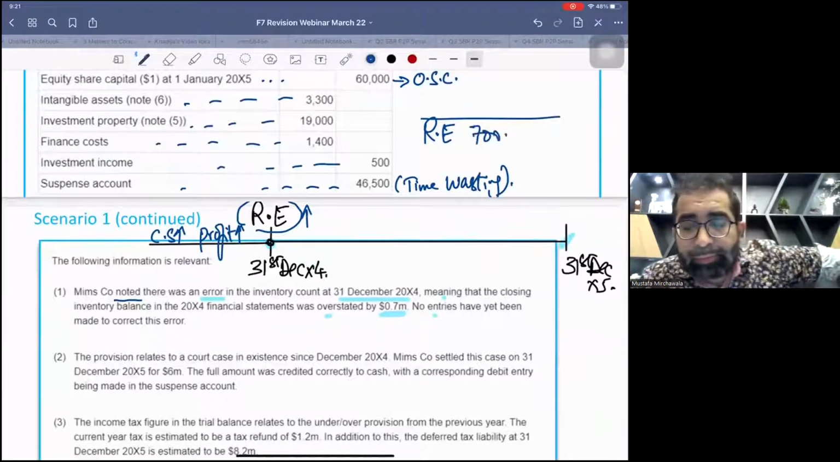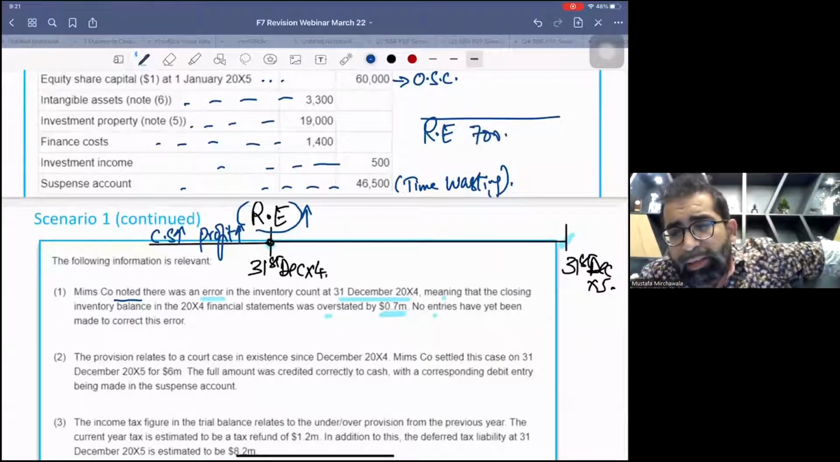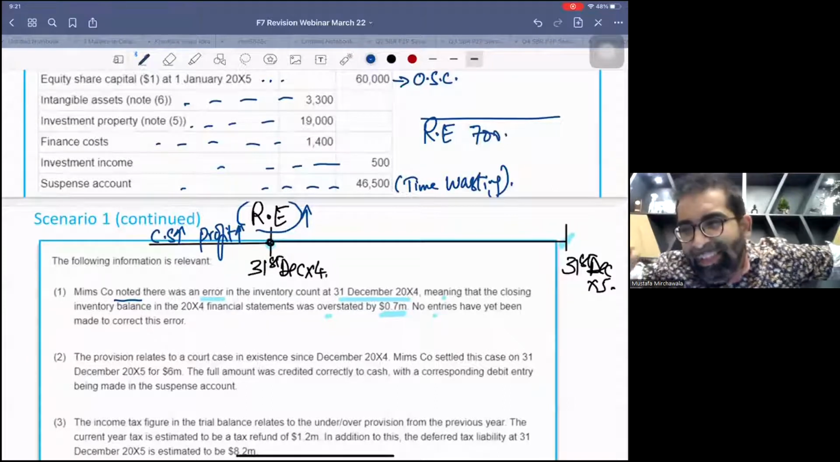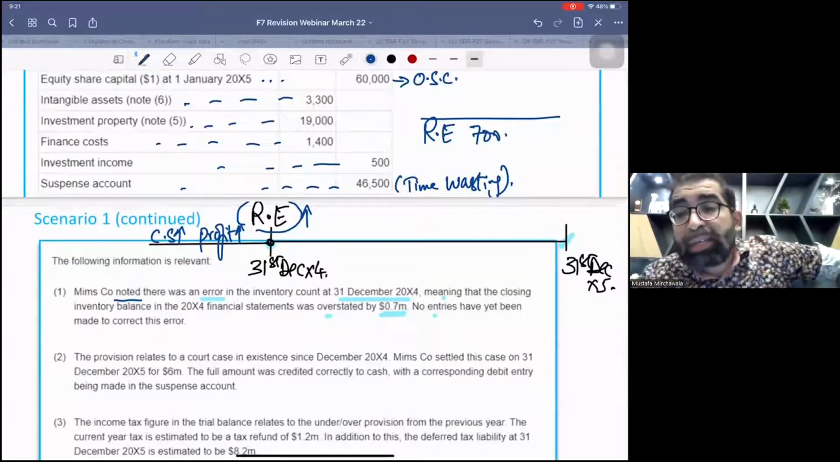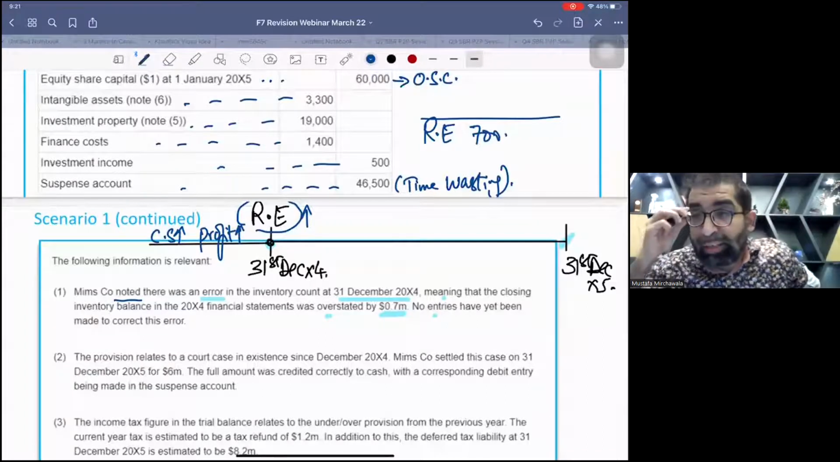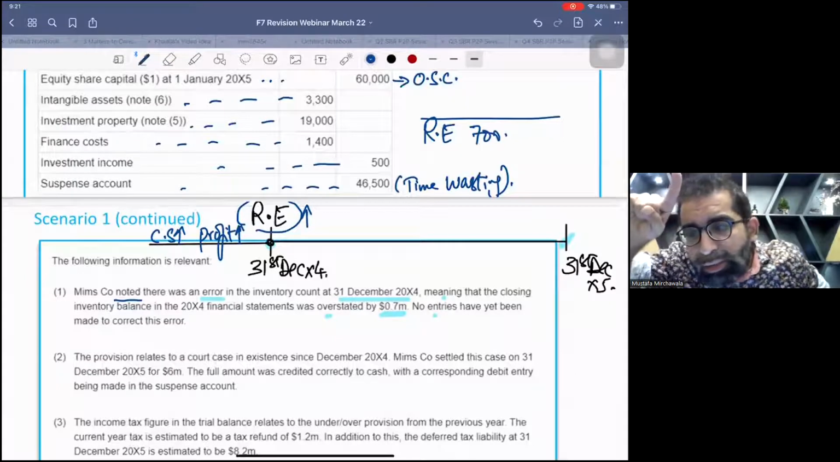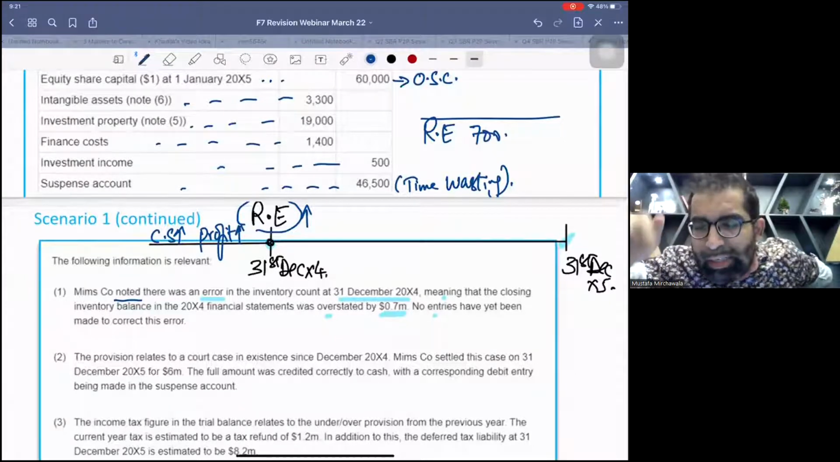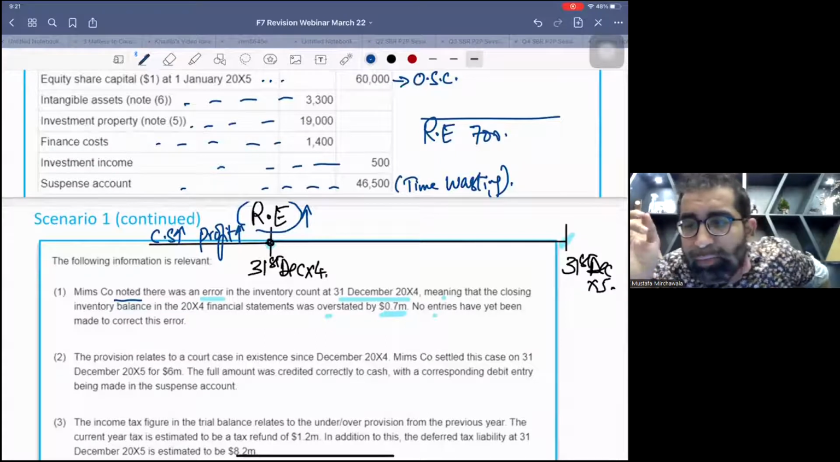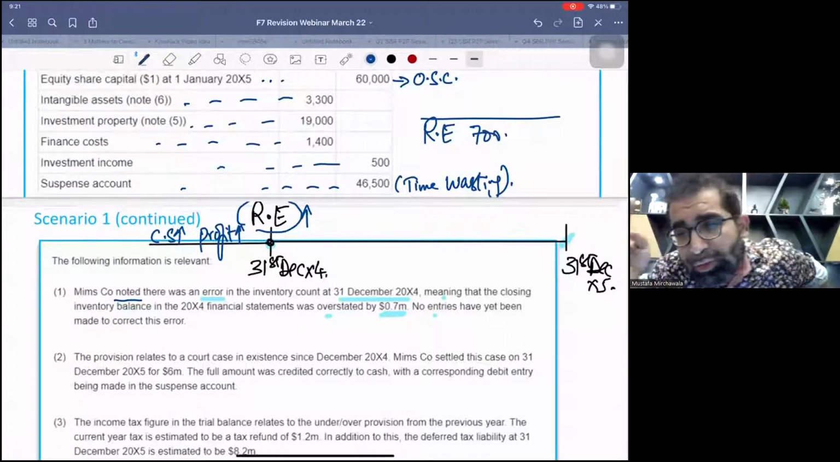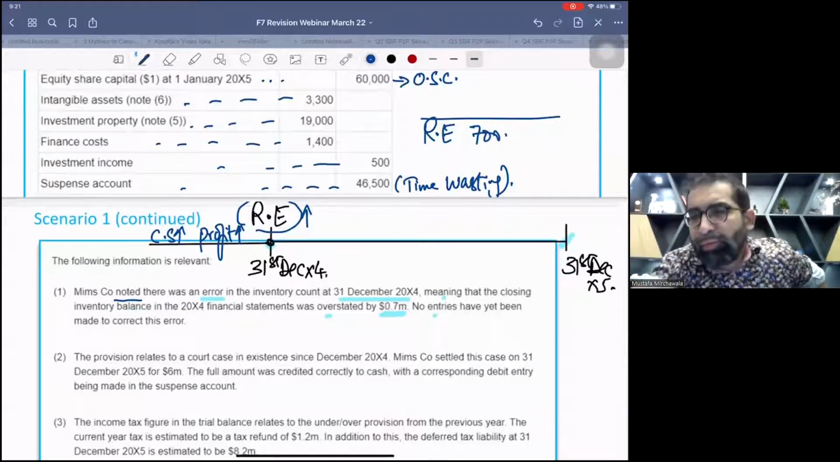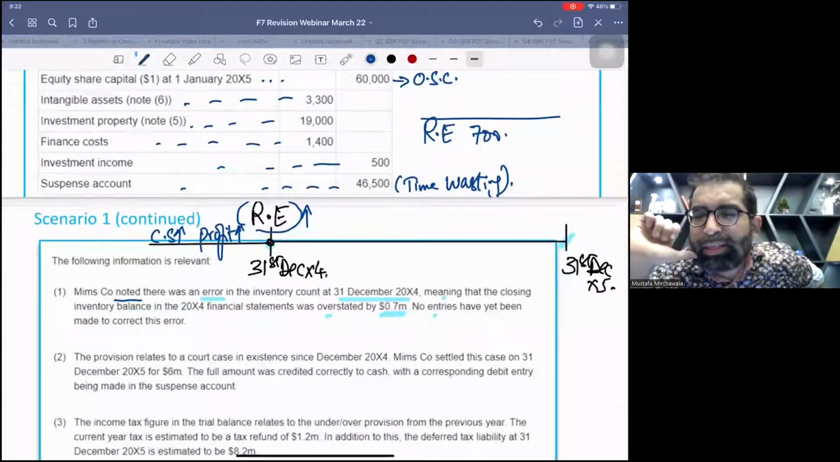Now the second entry. Just think: last year closing stock means this year opening stock. When you increased the opening stock of the current year, cost of sales would have increased. All of you, please write the formula of cost of sales: opening stock plus purchases less closing stock.